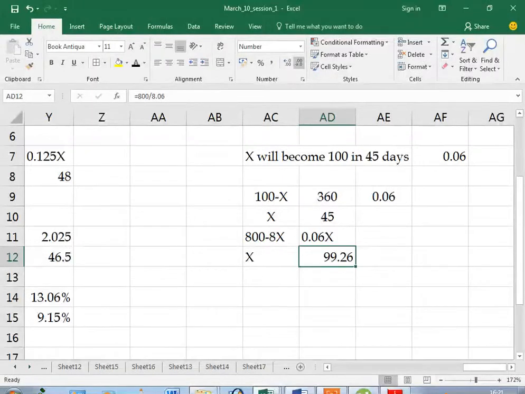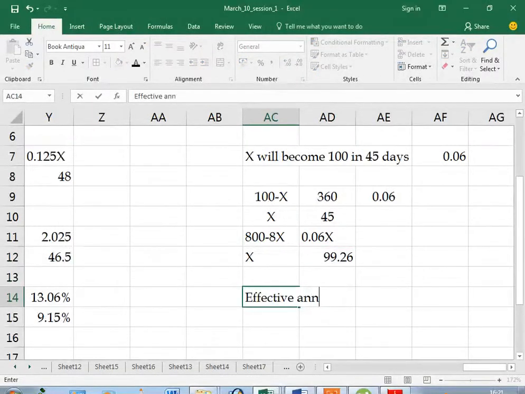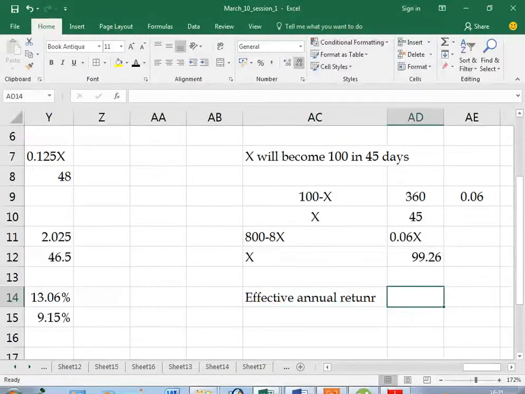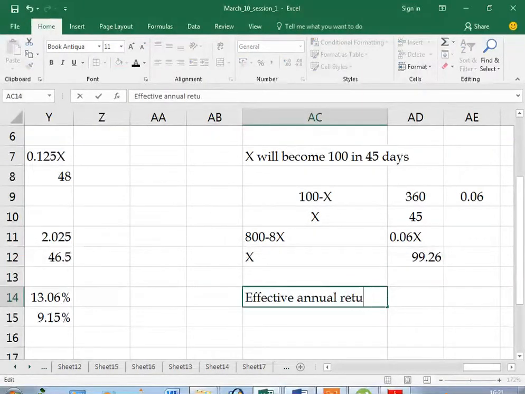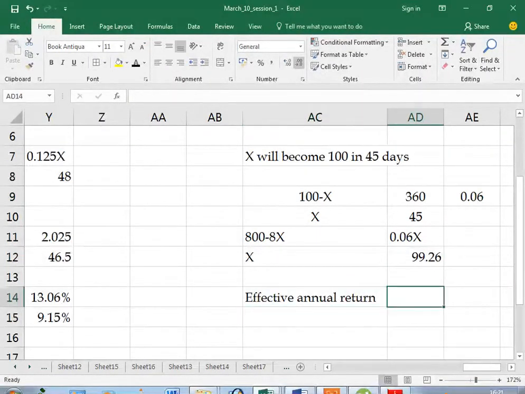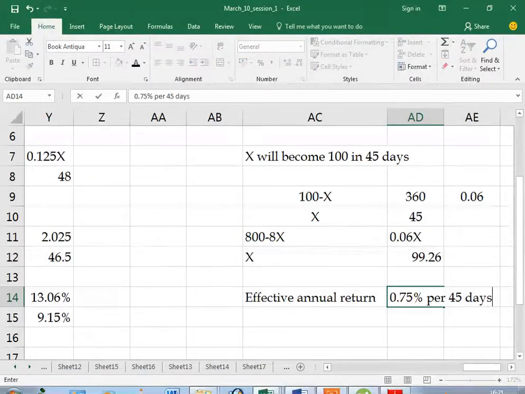Now please listen. Interest rate should not be divided or multiplied like this. We did 360 by 45, but that is not allowed as such. It should have been to the power of 8 instead of doing 360 by 45. So when I calculate the effective annual return, I take 0.75% per 45 days.